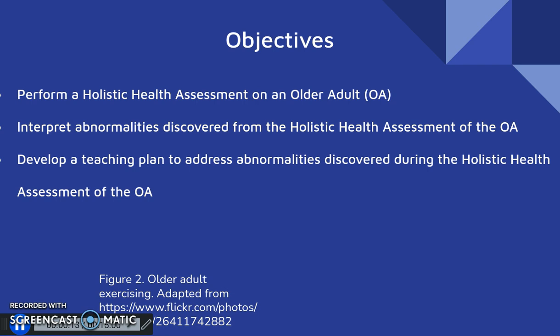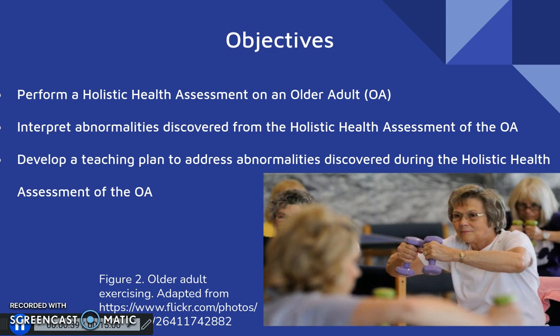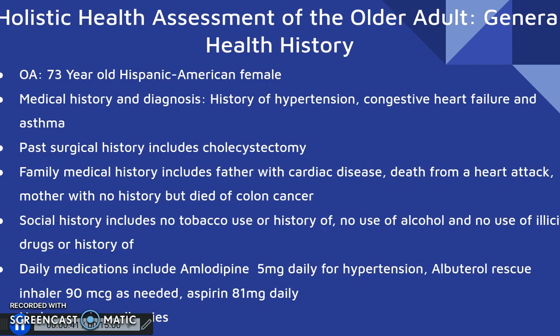Today's objectives will be to perform a holistic health assessment on an older adult, interpret abnormalities discovered from the holistic health assessment of the older adult, and develop a teaching plan to address abnormalities discovered during the holistic assessment of the older adult. Holistic health assessment of the older adult. General health history.